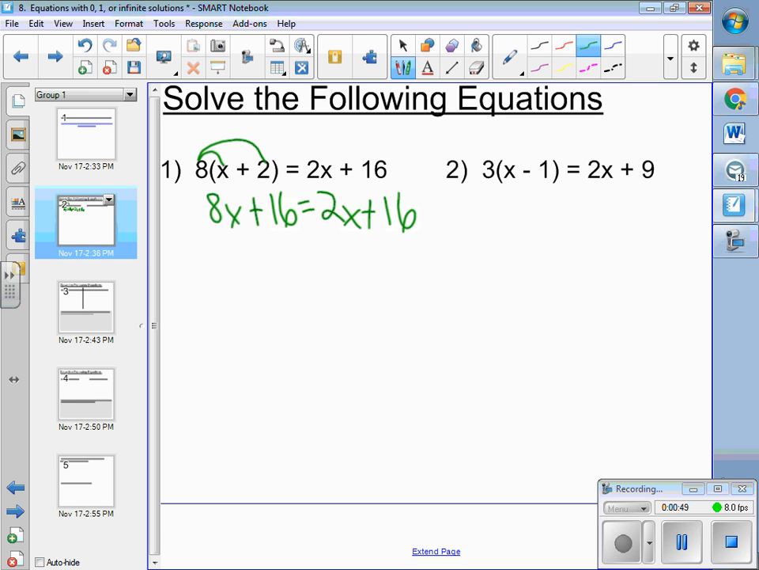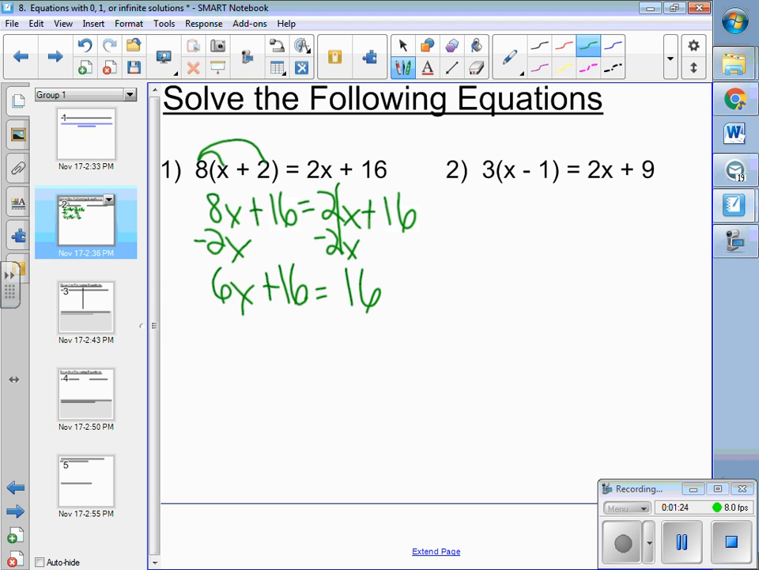Now we need to get our variables on one side of the equation and our constant term on the other side. So I'm going to start by subtracting 2x from this side. And what you do to one side, you have to do to the other. So that'll cancel this one out, and we're left with 8x minus 2x, which will give us 6x plus 16. We still have that 16 there on that side, equals 16 left on this side.